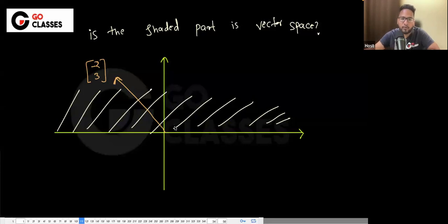Okay. And what about this? Here you can take any other vector. Maybe, for example, this vector. This could be any other vector. Let's suppose it is 4, 2.